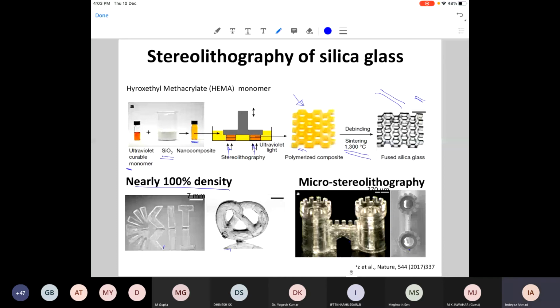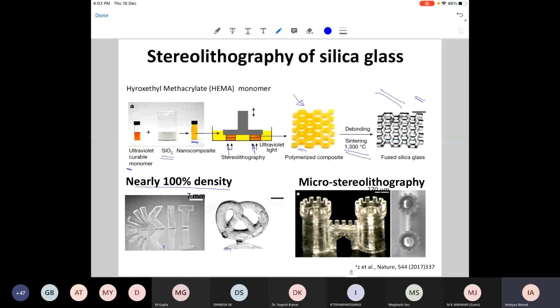Okay, and so this is one other example where people have been able to produce complex shapes, although very small, as you can see from the picture, but it is possible to utilize stereolithography. So stereolithography is one of the important processing methods. Now, fused deposition modeling is another processing method.